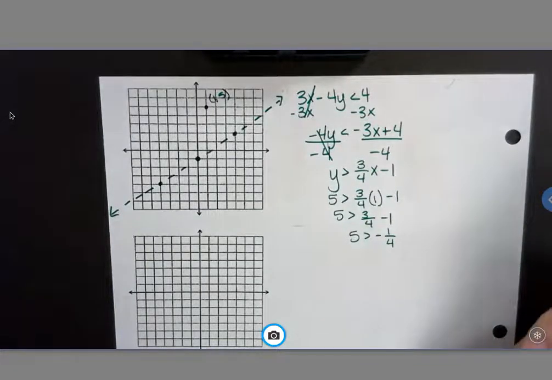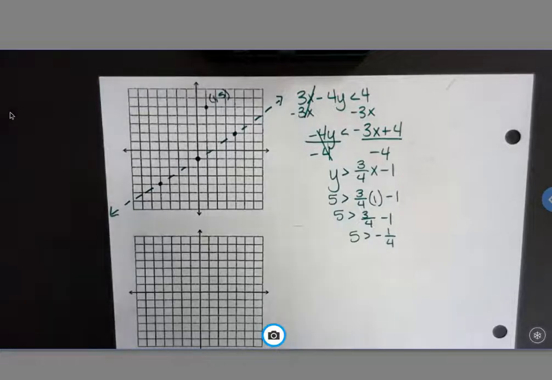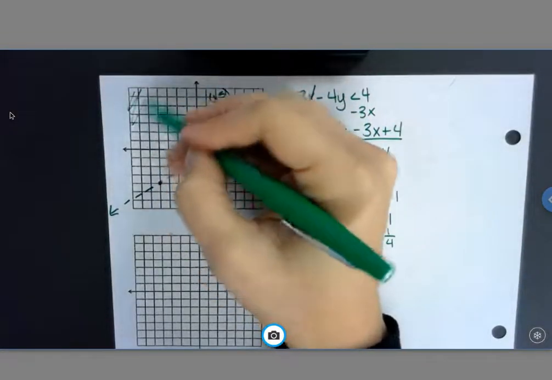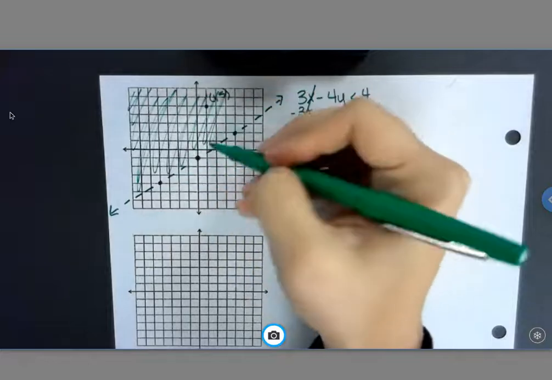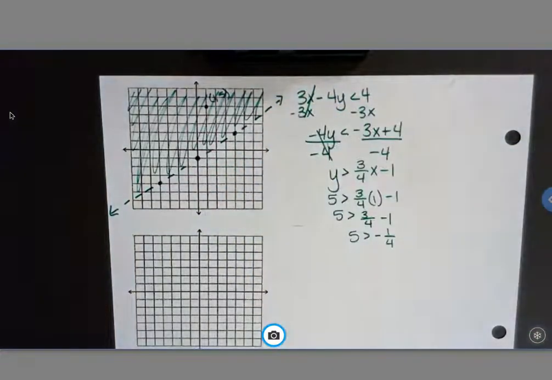So 5 is greater than -1/4, which is true. So I'm shading on the same side as my point.